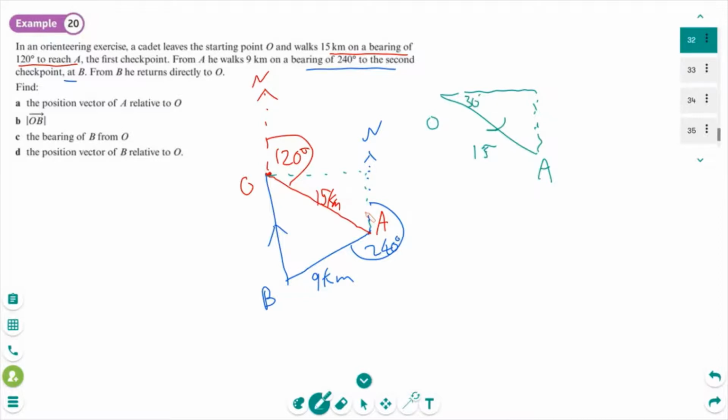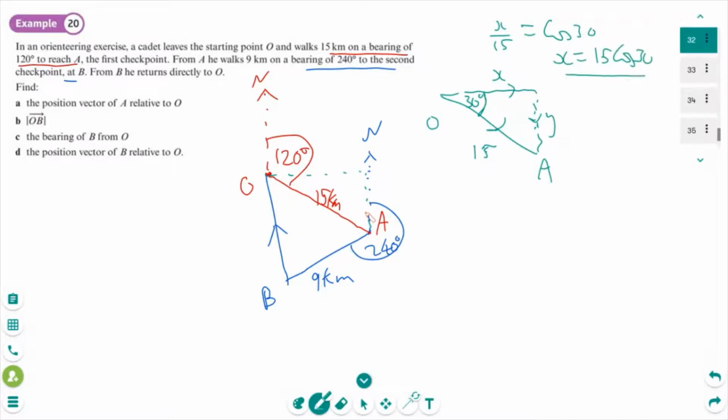So we can figure out how far along and how far down to go, and then find the position vector of A relative to O. For this we can just use trigonometry. You can see that x over 15 is cosine 30, so x equals 15 cos 30. That's in the i direction.